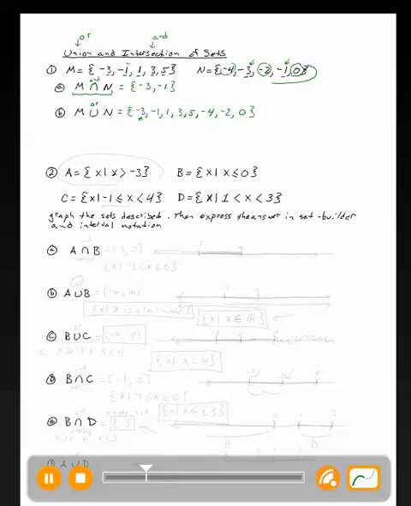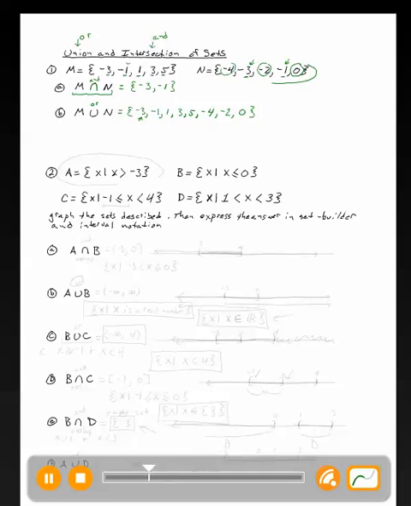So now we've got this set: -3, -1, 1, 3, 5, -4, -2, and 0. Those are all elements that are either in M or they're in N. And that's the union of the two sets.